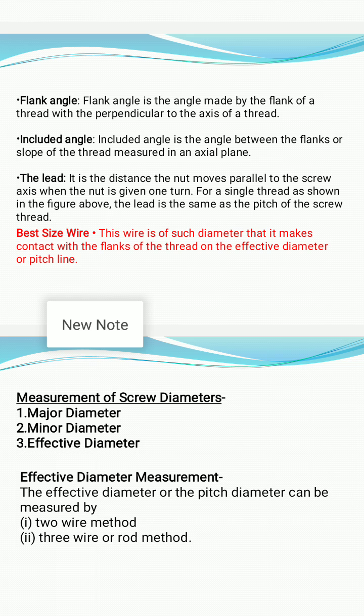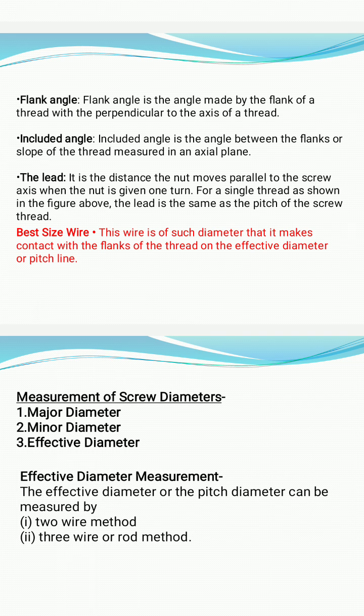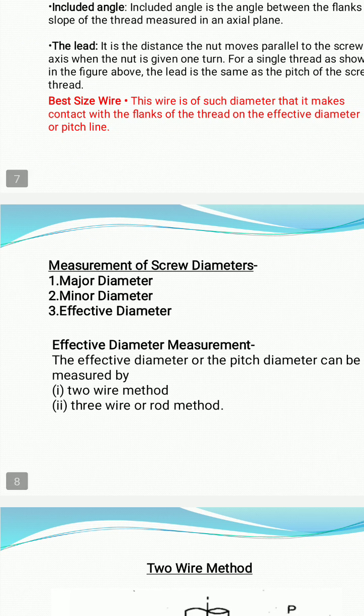The wire should contact the two flanks of the thread in between the major diameter and the minor diameter. That means it should contact on the effective diameter, or the pitch line. The wire should contact the flanks at the pitch diameter or the pitch line. This wire is called the best size wire. Correct? This is the terminology of the screw threads.